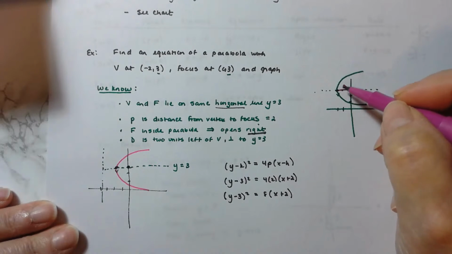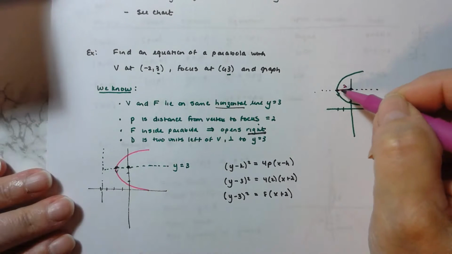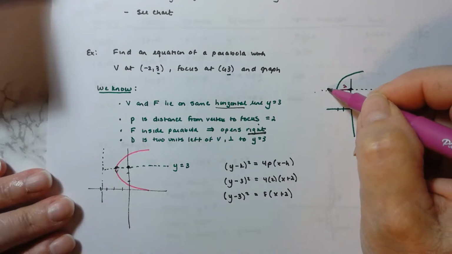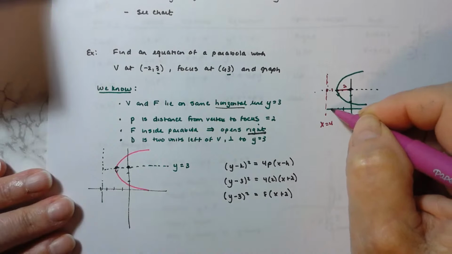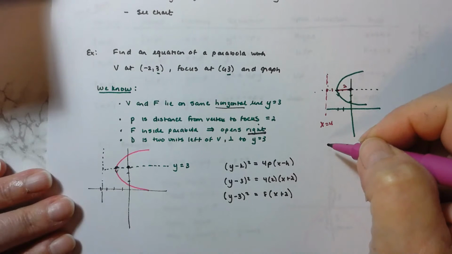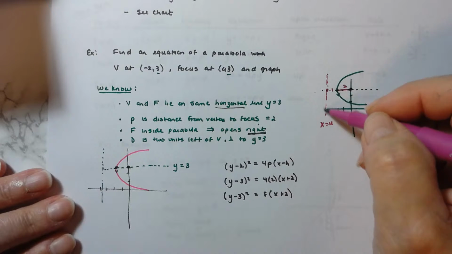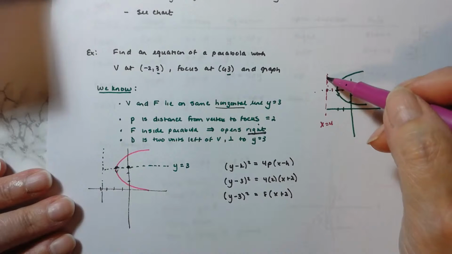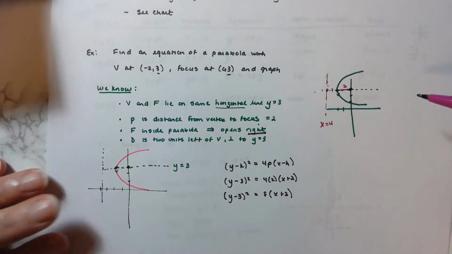And guess what? I know my directrix never touches the parabola, and it's going to be the same number of units, 2 units to the left in this case. So it's going to be the line x is equal to 4. 1, 2, 3, 4. All right. And then I'm just validating what I know is that my directrix is always perpendicular to my axis of symmetry. So I've got my graph.